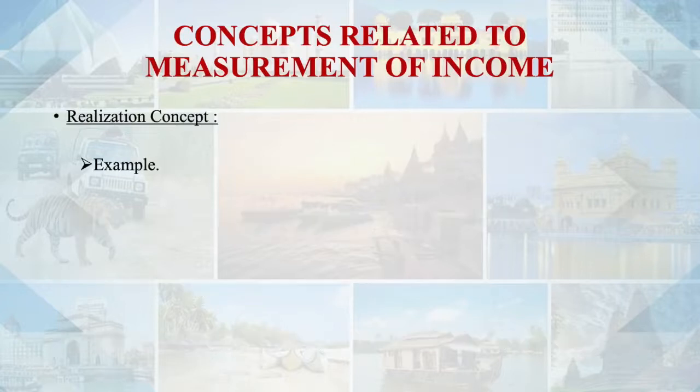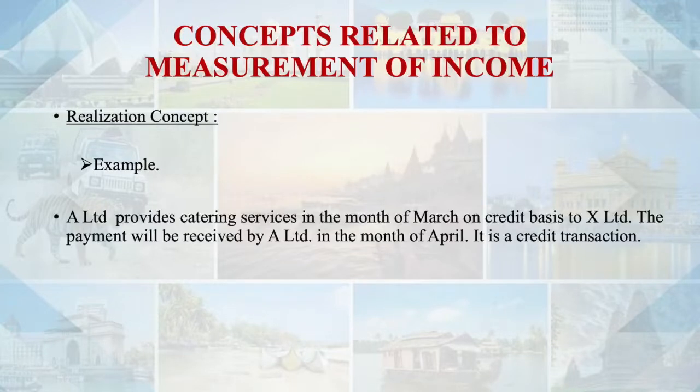Now let us take one example to understand this particular concept. For example, there is A Limited which provides catering services, and this service was provided in the month of March on credit basis to X Limited. That is, the services will be provided in March with the promise that the payment will be made on a later date. Maybe the payment will be received by A, the person delivering these services, in the month of April. So this is a credit transaction.